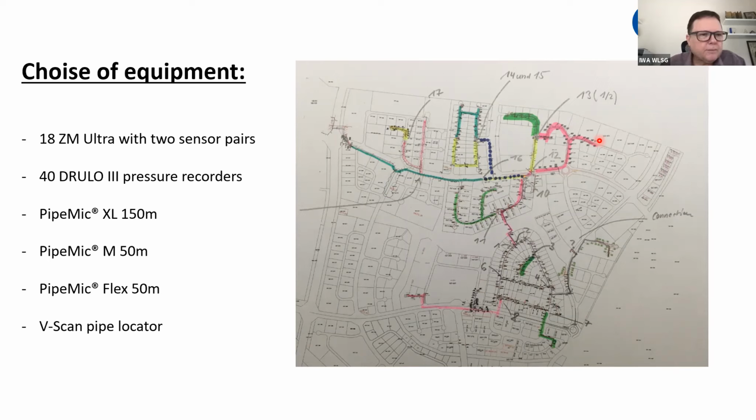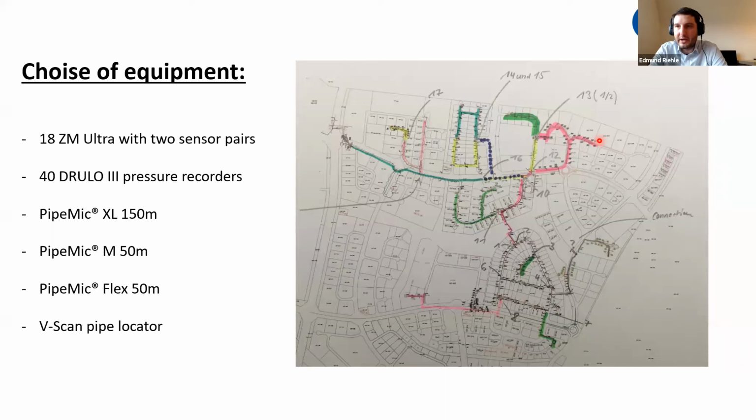We have a question, I'm not sure who it's from, but it says, how far did the PipeMic ever go forward to reach the leak, and what pipe diameter has the PipeMic ever been used on? So how far did you have to go down to detect the leaks with the PipeMic, and what sort of pipe diameters have you used it on before?